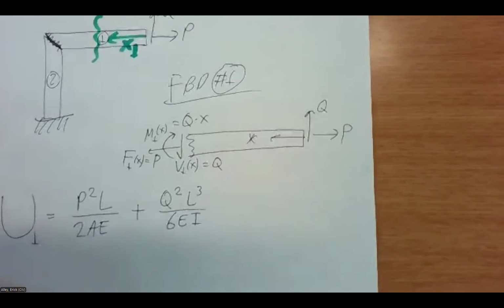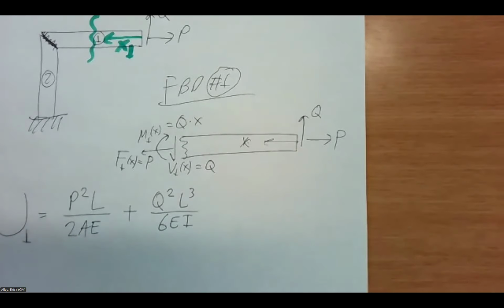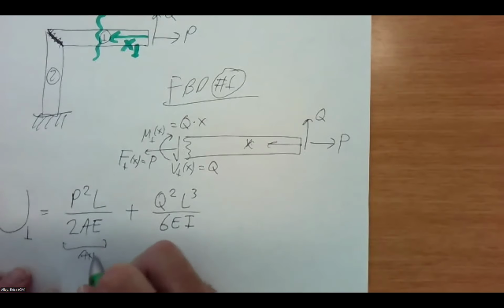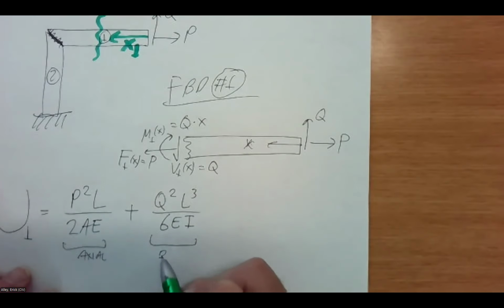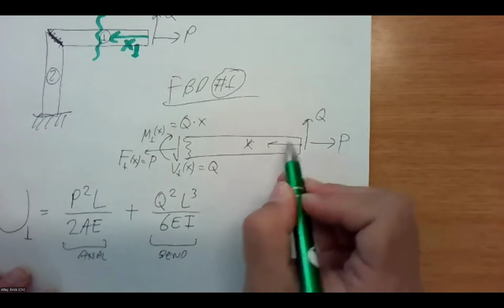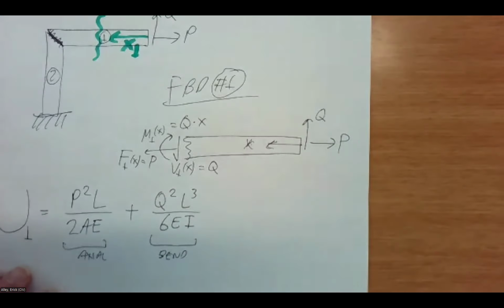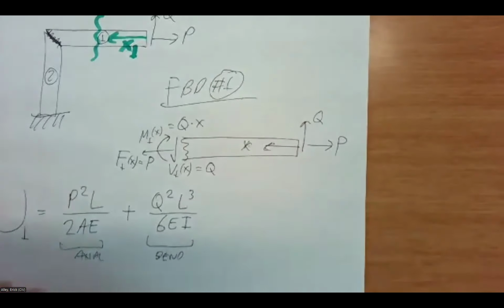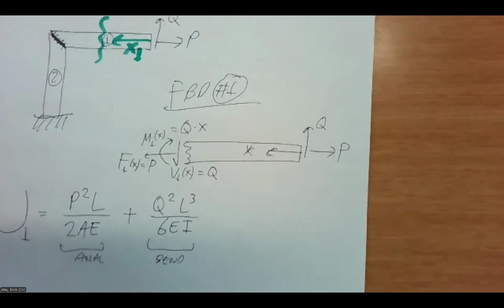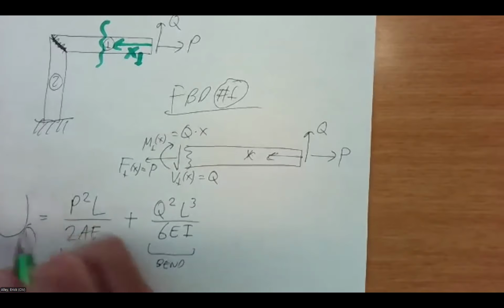So I've got two terms there. I've got an axial and I've got a bending. A single term for bending, as long as I put x from the right like this. Just Q times x and it comes up as a single term right here. So that takes care of all the energy in beam number one.